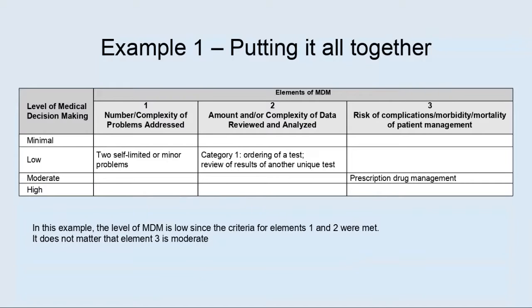However, in this example, the level of medical decision making is low because 2 of the 3 elements were met. It doesn't matter that this one is higher. You do it based on 2 elements.